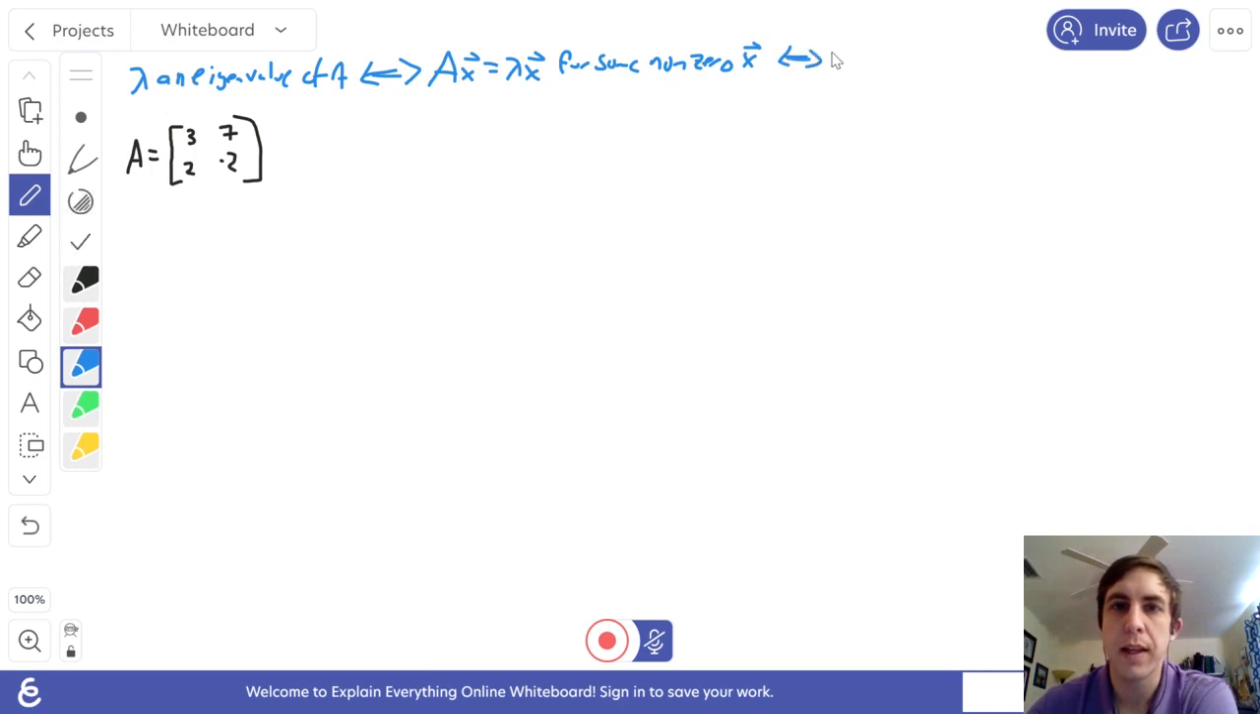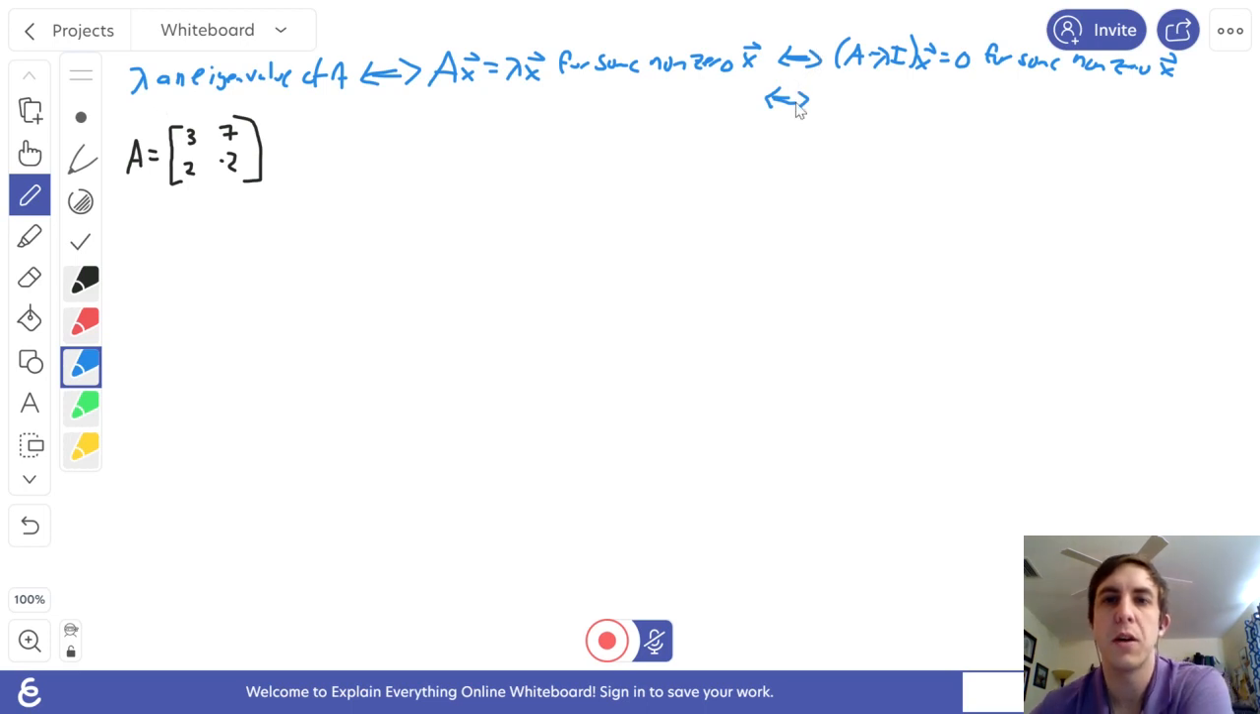And another way of interpreting that is that if we subtract the lambda x over to the other side and factor out x, we get (A minus lambda I) times x equals 0 for some non-zero x. So in other words, we're looking for a non-zero element of the kernel of A minus lambda I. For a square matrix, we know that the kernel is going to be non-trivial exactly when A minus lambda I is not invertible.